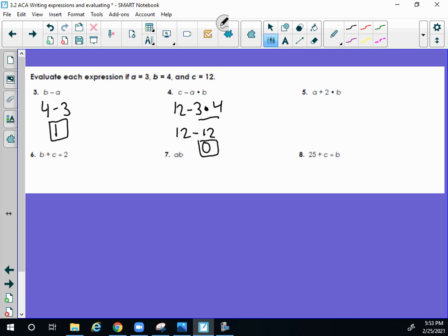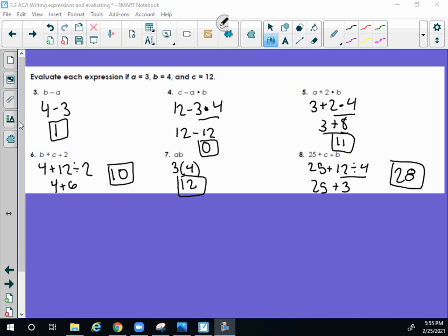All right, go ahead and do the rest of these. Push play when you're ready to check. All right, you should have gotten for number 5, 11, 6, 10, 7, 12, and 8, 28.